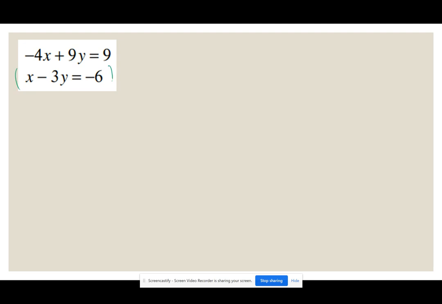So like I said, the top is negative 4. So to make the bottom a 4, I would have to multiply by 4. Okay, so I'm going to keep the top one. My bottom equation, I'm multiplying every single term by 4. So 4 times x is 4x. 4 times negative 3 is negative 12y. And 4 times negative 6 is negative 24.